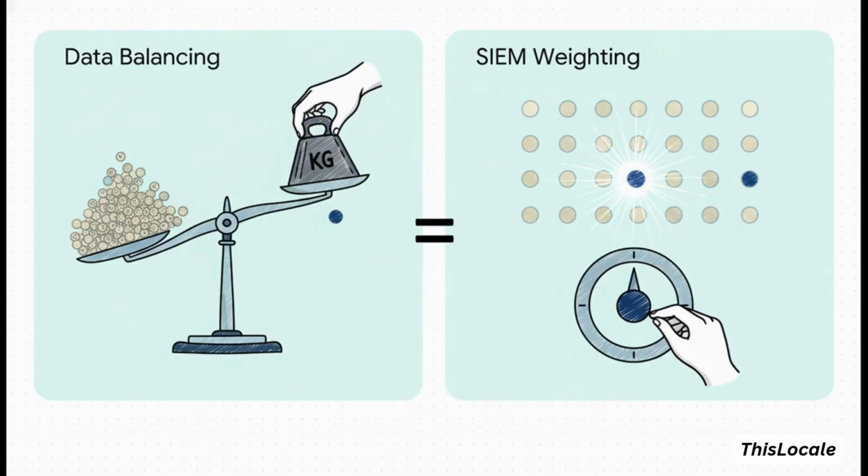Or think about it like event weighting in a SIEM. A good analyst knows that a single failed admin login is way more important than 1,000 successful web requests, right? So they assign a higher weight, a higher priority, to that critical alert. Data balancing does the exact same thing for the AI. It statistically boosts the importance of those rare events, so they don't just get drowned out by all the noise.